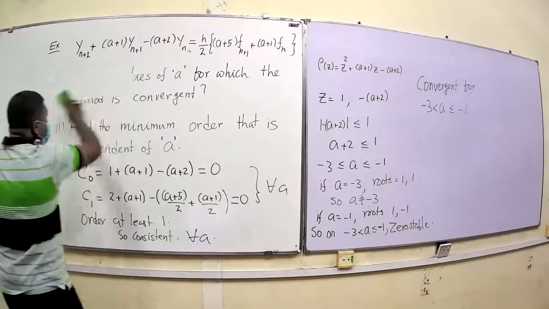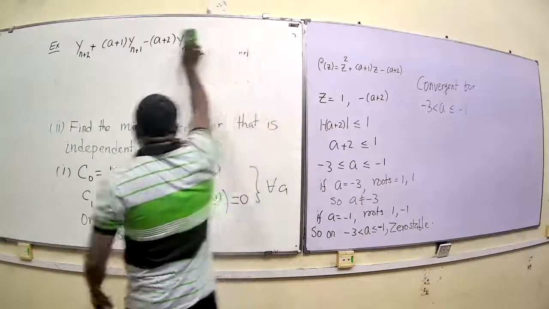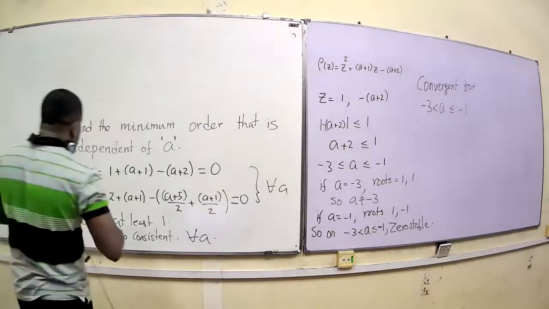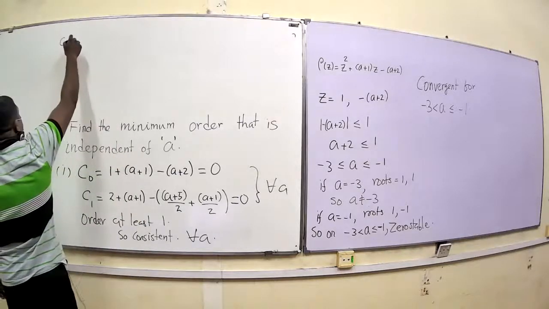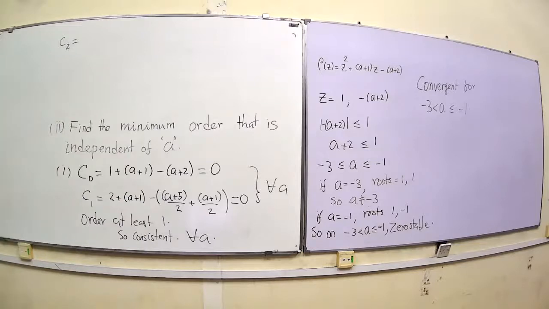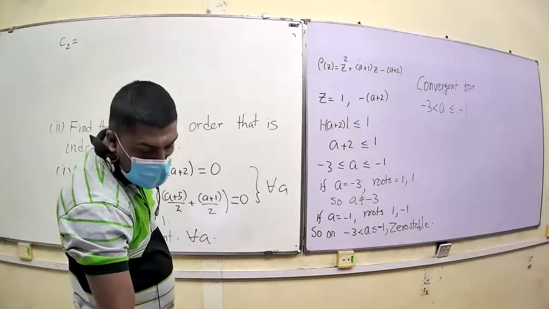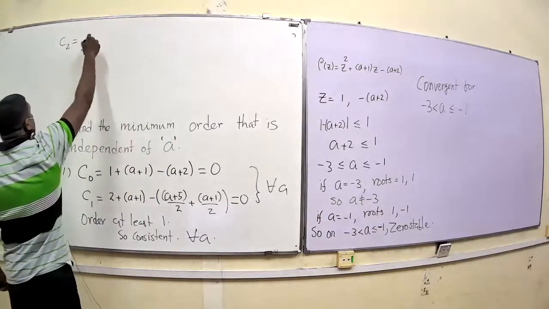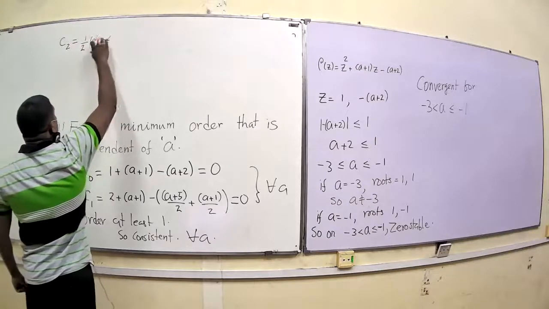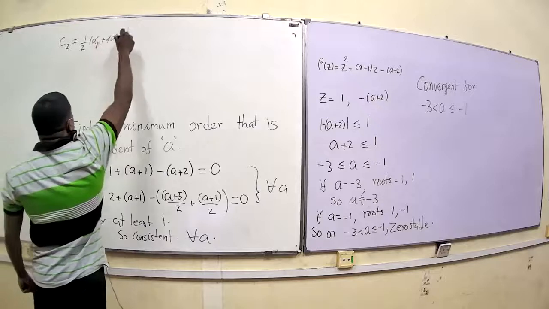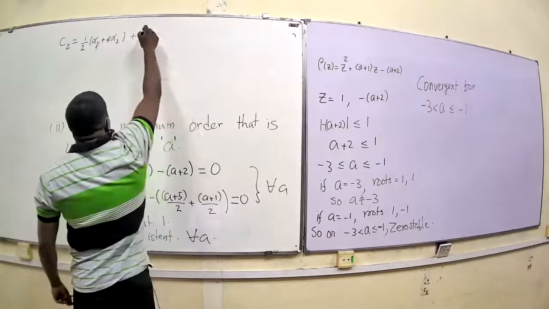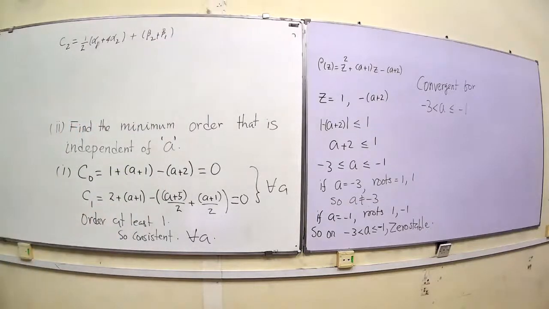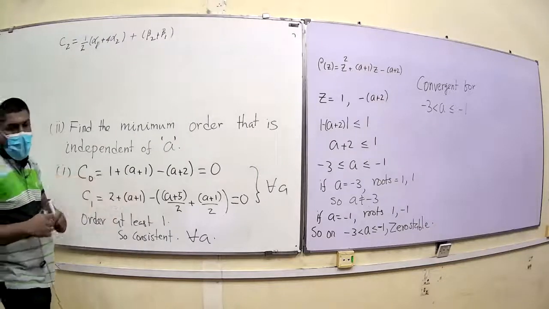The second part is not hard. You have to continue finding C2, C3, C4, all of them, until you get C depending on a. So you can find C2, and C2 is one half of alpha 1 plus 4 alpha 2 plus beta 2 plus beta 1. You can calculate that, since you know what C, alpha and beta are.